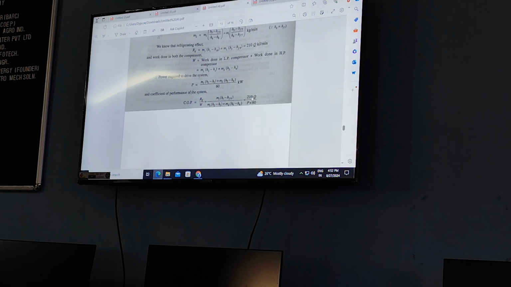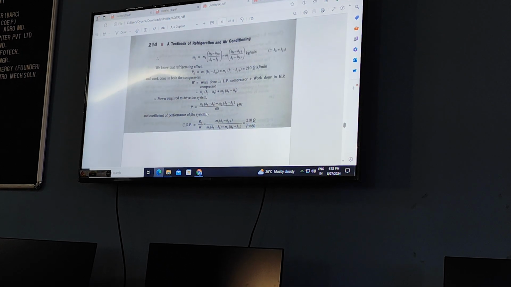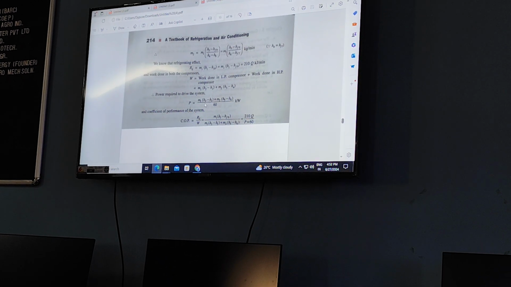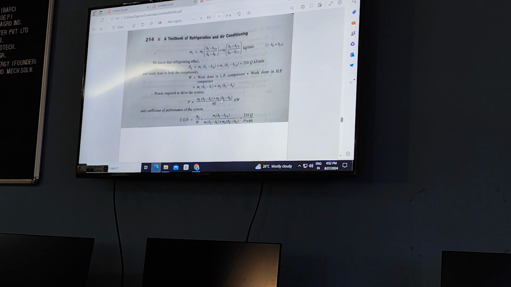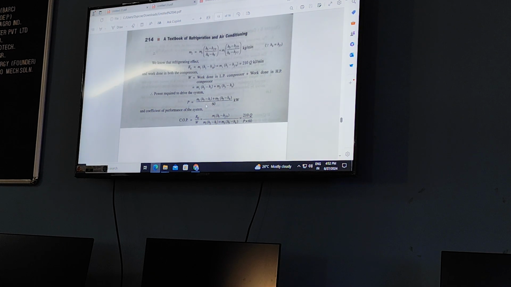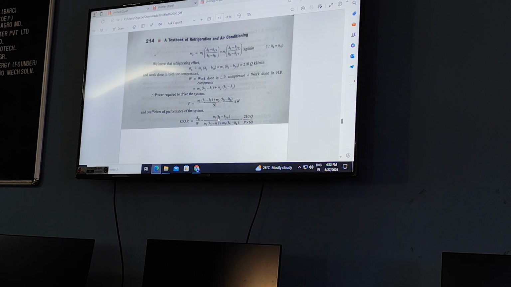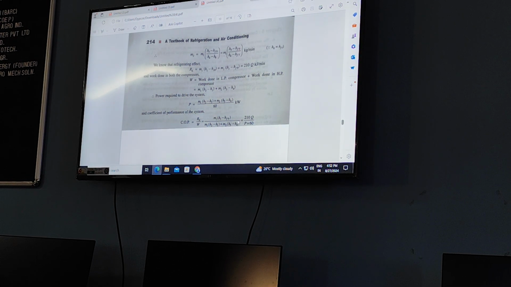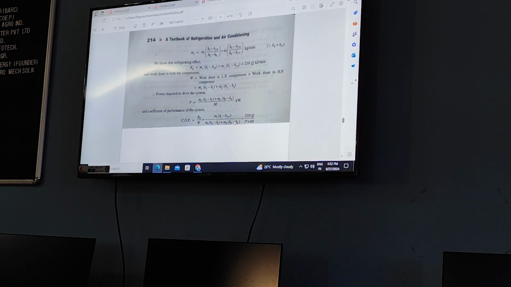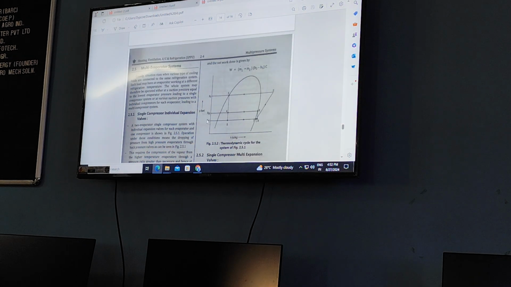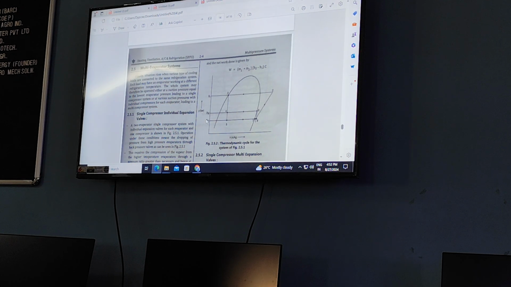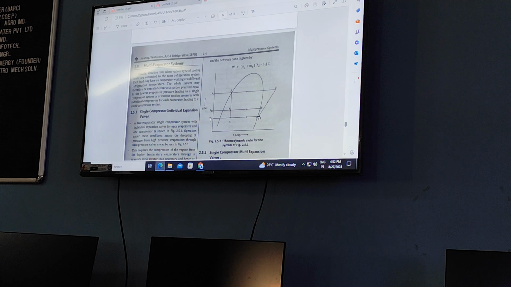Same point, but look at the power. Two powers are there: M1 into (H2 minus H1) plus M2 into (H5 minus H2), divided by 60. COP is refrigerating effect divided by W, that is Q divided by P into 60, or a formula in terms of this. That is about multi-stage compression, where there is a single condenser, single evaporator, but two compressors.